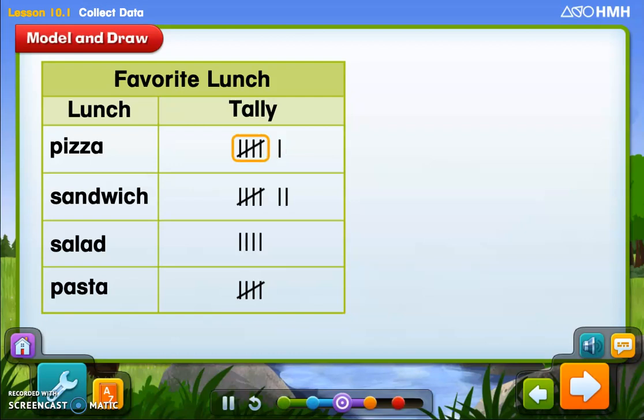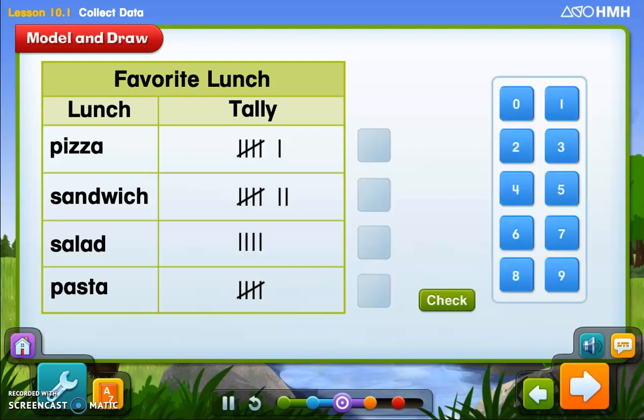Remember that a fifth tally mark is shown as a diagonal mark across 4 other tally marks. Show how many of Greg's classmates chose each lunch as their favorite. Drag numbers to the right of the chart. The first one is pizza. Let's count to see how many people voted for pizza as their favorite lunch.